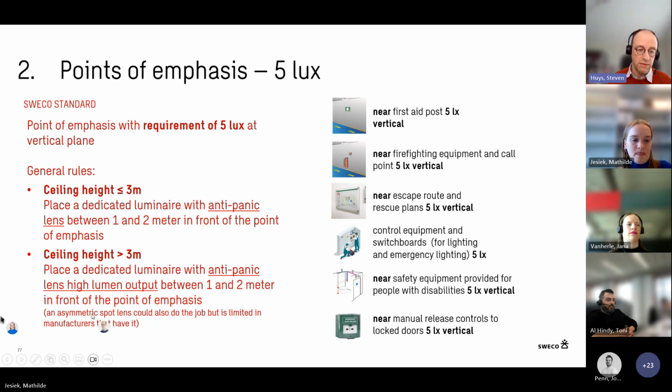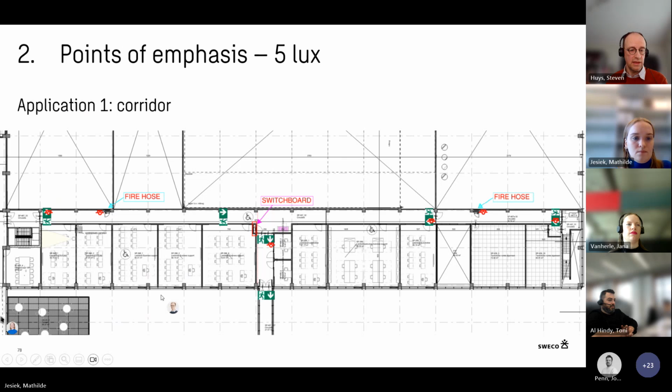And certain manufacturers have a spot lens. For example, I think Zumtobel have it, but I think not everyone has that spot lens. So we think it's better to apply the anti-panic lens with a higher lumen output. Then more manufacturers can apply this.